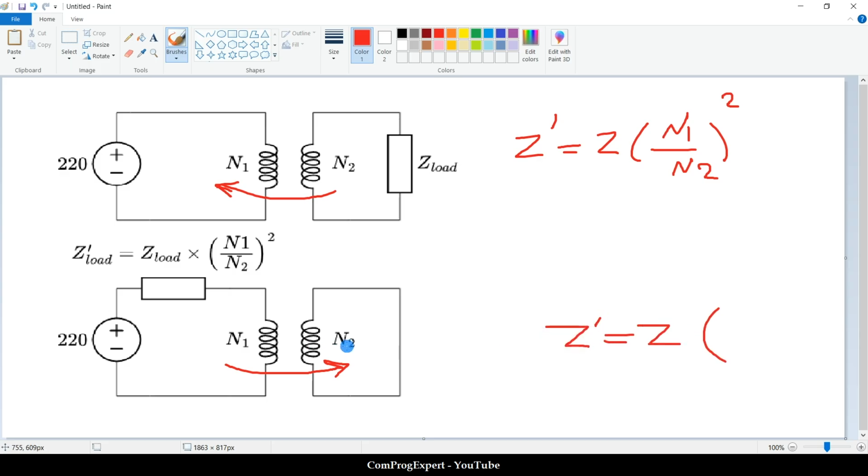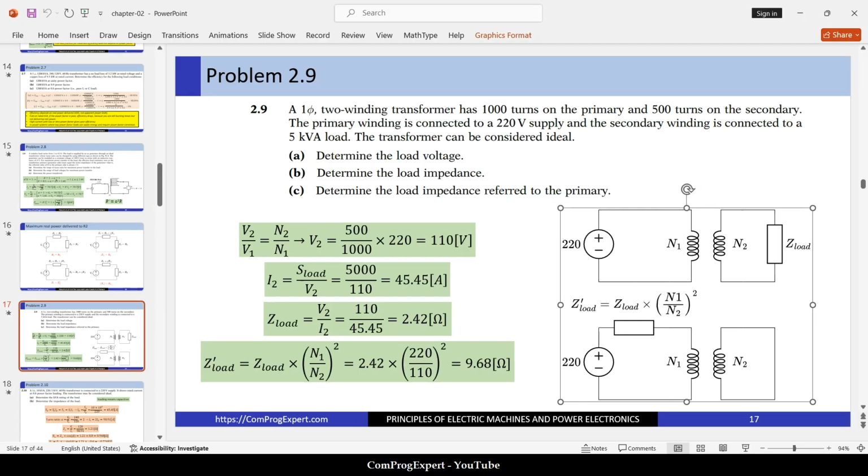And if you are going to transfer in this direction, then Z prime is Z, first look at this number, N2 divided by N1 to the power 2. So we have this equation, and you can replace the numbers, right? Z prime is equal to the Z load times N1 divided by N2 to the power 2. If you replace the numbers, the value will be equal to 9.68. Okay, so this is the part C.